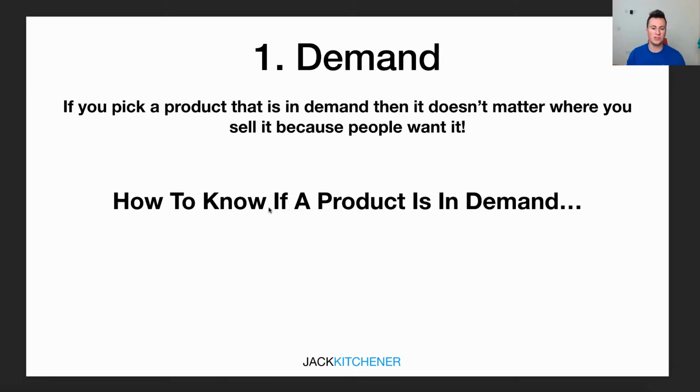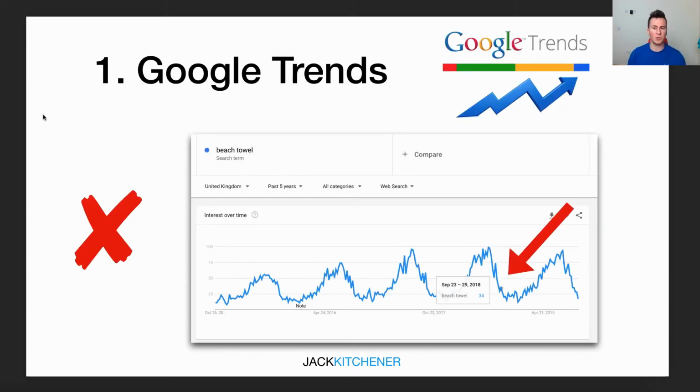So how do you actually know if a product is in demand? The number one go-to source is Google Trends. It's dead easy, simple to do. Head over to Google Trends, put your product into the search term, and make sure you're looking at a graph over the past 5 years or so in the countries you want to sell to as well. As you can see here, this is the past 5 years and UK.